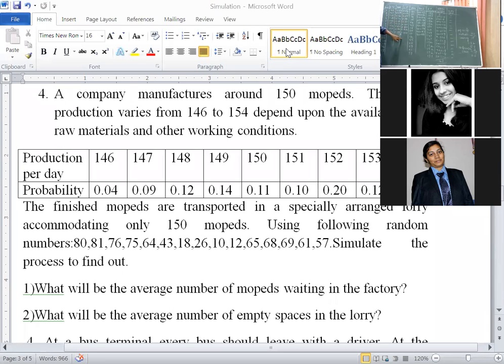Then we have to calculate cumulative probabilities. The first class interval remains as it is, 4, plus 9 is 13, 13 plus 12, like that. Here also you should get the last value as 1. Then random numbers: 15 random numbers are given, and for understanding purposes we wrote the day also. Random numbers are given in 2 digits, so these cumulative probabilities you have to convert in terms of numbers.